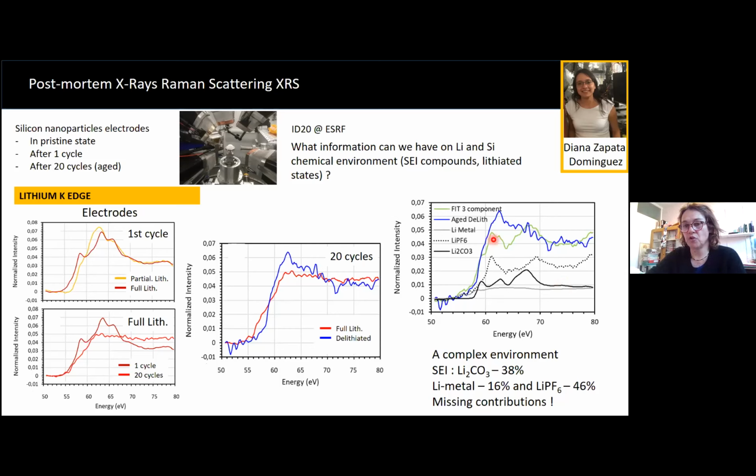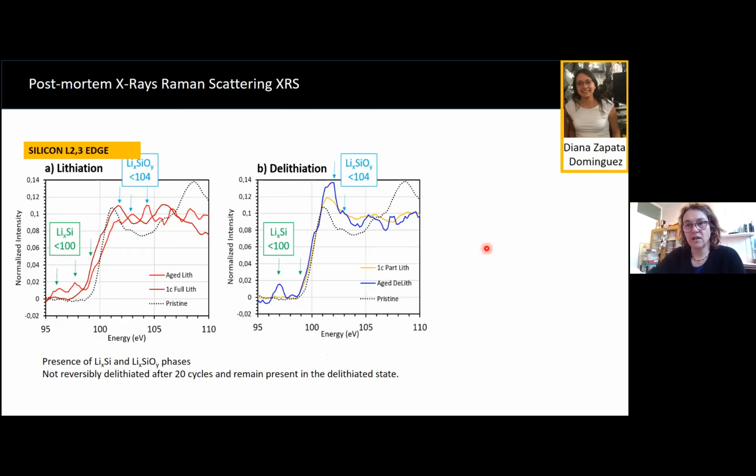And this is probably due to the fact that we don't have all the possible environments of lithium here, and lithium might be coordinated to different compounds. And in fact, in particular to the silicon. So if we look now at the silicon data, at the silicon L23 edge, which is around 100 eV, what you can see is the existence of features that are typical of the lithiated phases of silicon below 100 eV, and that are typical also of lithiated phases of oxide silicon, typically below 104 eV.